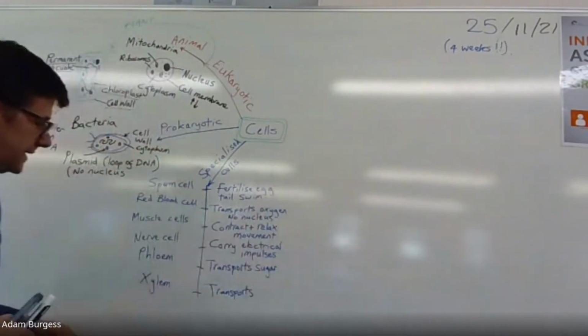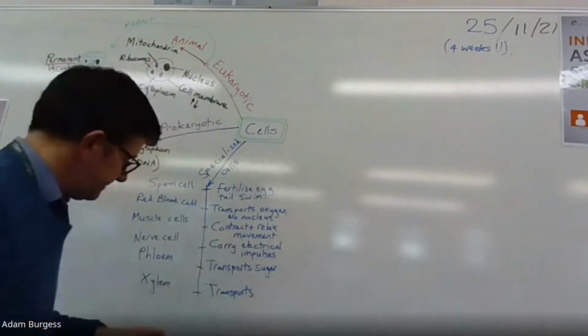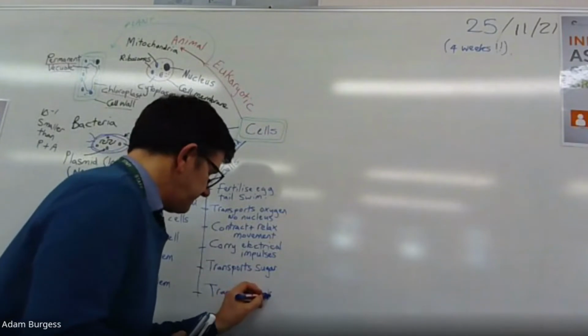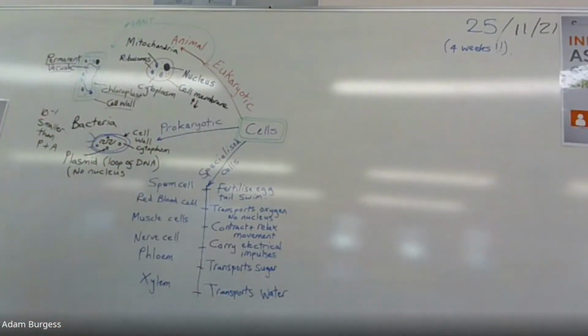And the phloem transports sugars, whereas the xylem transports water. They sometimes like to talk about root hair cells, but I'll talk about that in a minute. Right, I need to speed up.